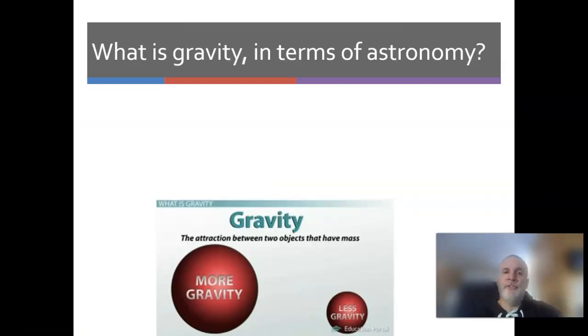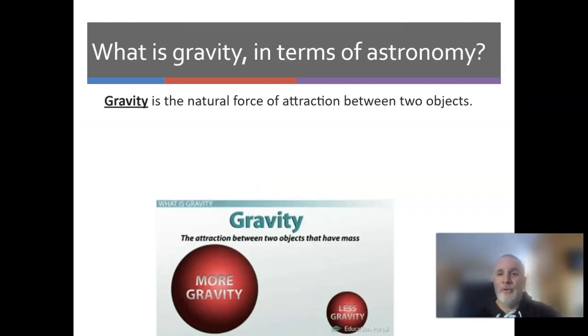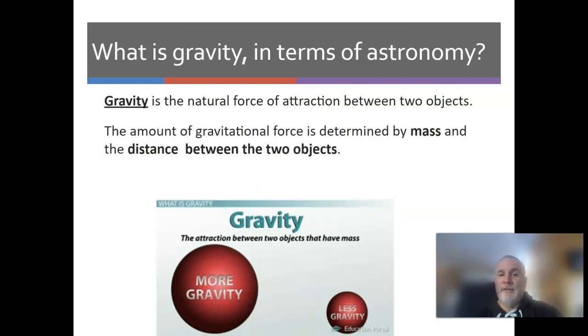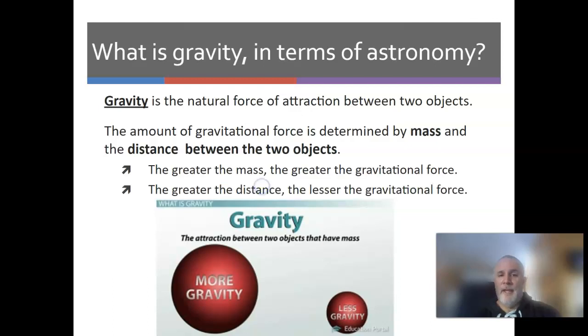So, in terms of astronomy, what is gravity? Gravity is a natural force of attraction between two objects. And you can see in the image down below, there's one object that has more gravity, one that has less, because of their mass. The amount of gravitational force is determined by mass and the distance between the two objects. So how far apart they are will determine how much gravity impacts the other object. The greater the mass, the greater the gravitational force, and the greater the distance, the lesser the gravitational force. So as you get further and further away from something, gravity goes down.